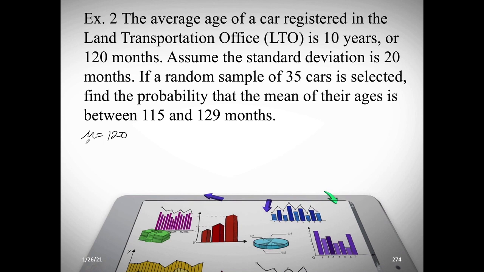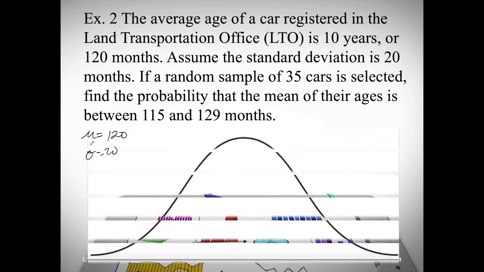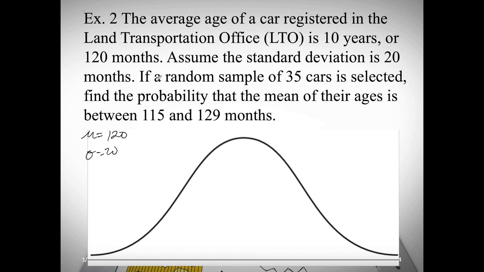Then, assume the standard deviation is 20 months. So, let's have standard deviation na 20 months. Ayan, meron parang graph dito. If a random sample of 35, n is 35, cars is selected. So, may pinili na naman, almost same sa kaninang konsepto. Yung bahay-bahay, 35 cars are selected. Find the probability that the mean of their ages is between, ito ang nagkaiba ng konti, between 115 and 129. So, let's have here the mean natin na unang binigay, which is 120. Ang tanong, between 115 and 129, nasaan yung 115?